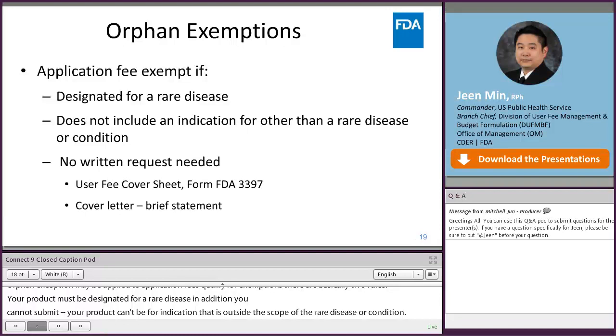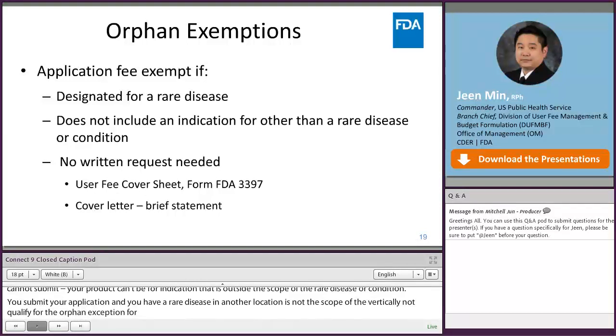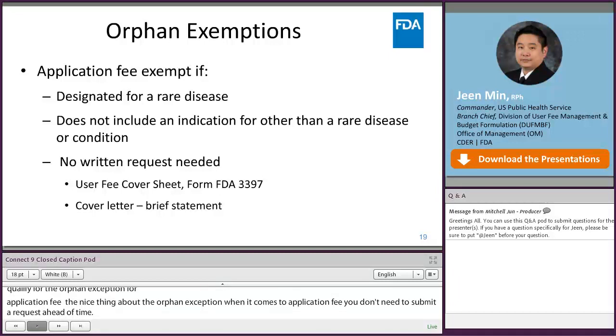The nice thing about the orphan exemption when it comes to application fees, you don't need to submit a request ahead of time. All you need to do is correctly mark the information in the user fee cover sheet and make sure you mention it in the cover letter that you are submitting an orphan exemption with your application. A brief statement will usually suffice. This is the only exemption or waiver that doesn't require a written request ahead of time. For all other waivers and exemptions, a written request must be submitted ahead of time and granted in order to use it.